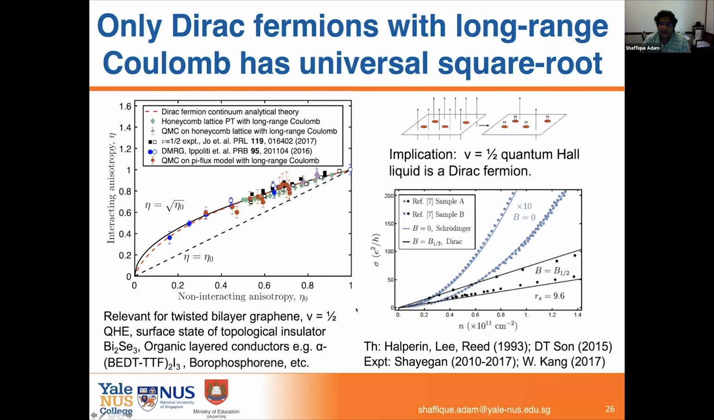So why is this an interesting question? Well, it's relevant for twisted bilayer graphene. I already showed you that twisted bilayer graphene has an anisotropic Fermi surface, but it's also relevant for organic conductors. And we were also interested in the quantum Hall effect.